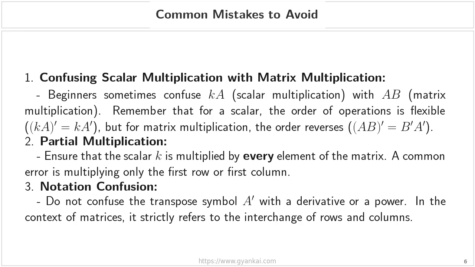Finally, let us address notation confusion. In this context, the prime symbol, the small tick mark next to the A, strictly refers to the transpose, which is the process of interchanging rows and columns. Depending on your other mathematics courses, you might see a prime symbol used to denote a derivative in calculus or as a power in other areas, but here, it refers exclusively to the transpose operation. Keeping these 3 points in mind will help you maintain accuracy in your calculations. Now, let us move to the final slide to summarize our key takeaways.